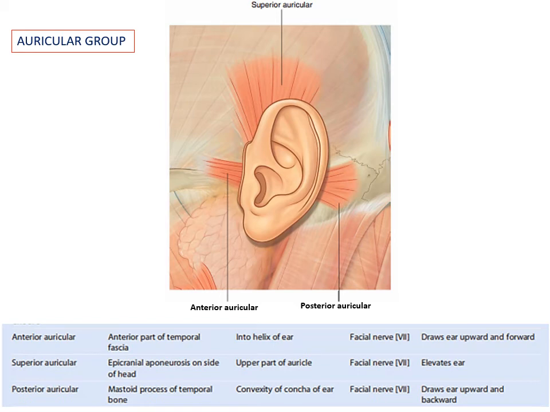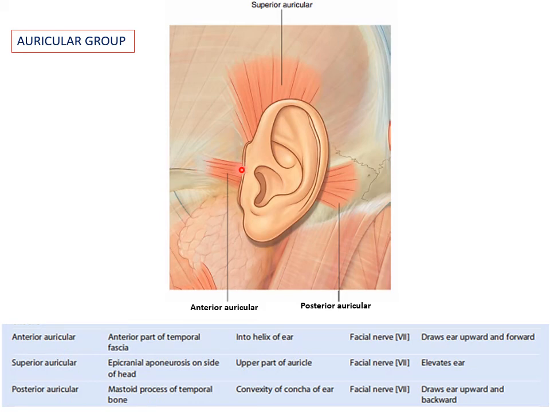Next, we will study the auricular group. It has three muscles: the anterior auricular muscle, the superior auricular muscle, and the posterior auricular muscle. This is the anterior auricular muscle. It arises from the anterior part of the temporal fascia and is inserted into the helix of the ear.